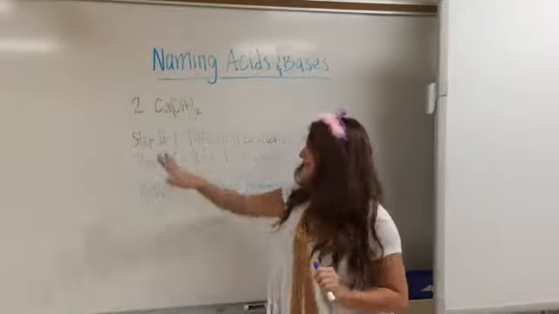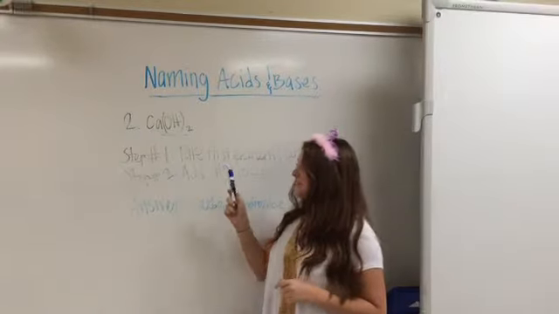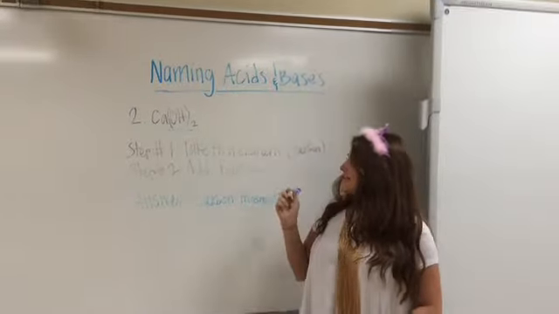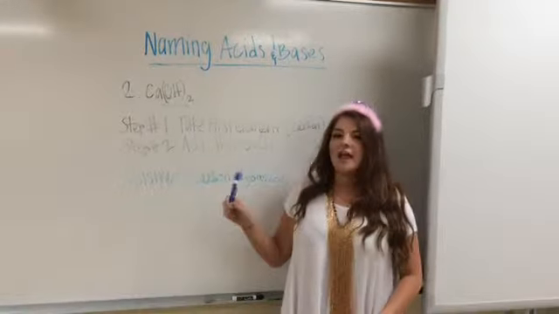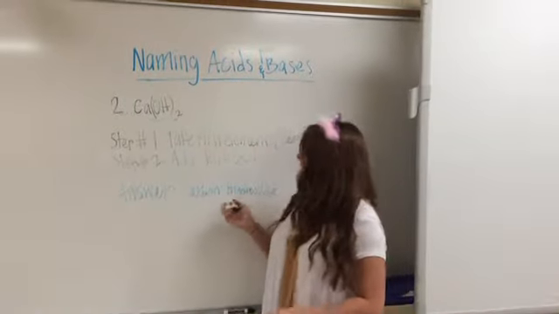For this example, it's CaOH2, and you know that it's a base because of the OH. When naming bases, step 1, you take the first element, which is carbon, and step 2, you add hydroxide. So the answer would be carbon hydroxide.